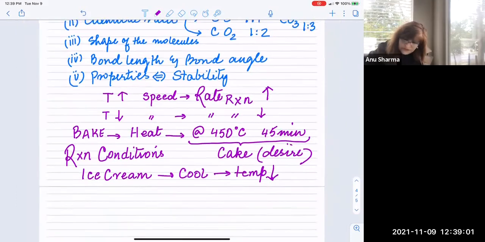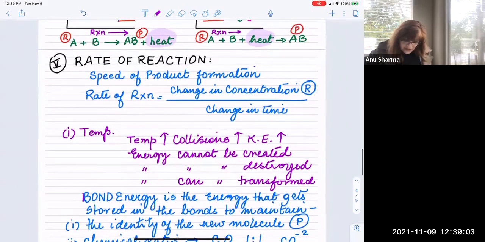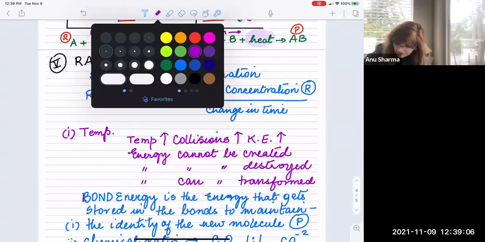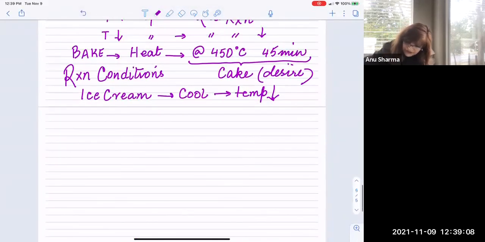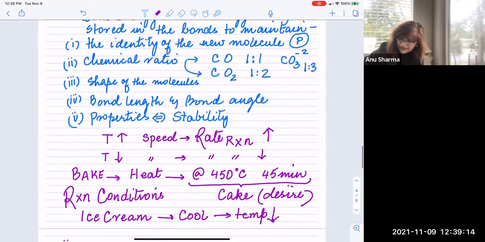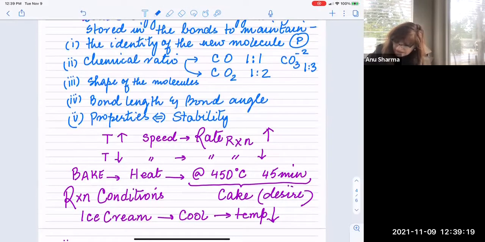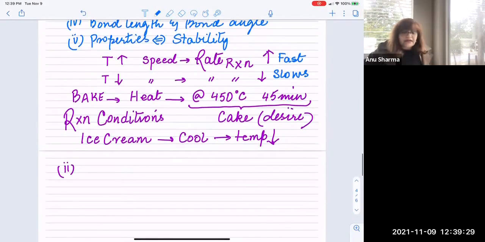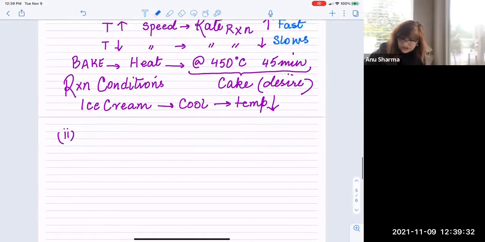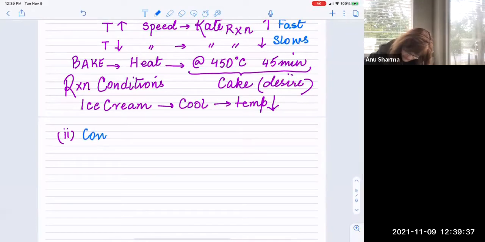Okay, so that's one piece. Next is the concentration of the reactants. Now, this is very important. So one is the temperature, increase or decrease. Keep this in mind: when you increase the temperature, the speed increases, so the reaction moves fast. And when you decrease the temperature, the reaction slows down. Again, it depends on these reaction conditions and what you want. Next comes the concentration of the reactants.